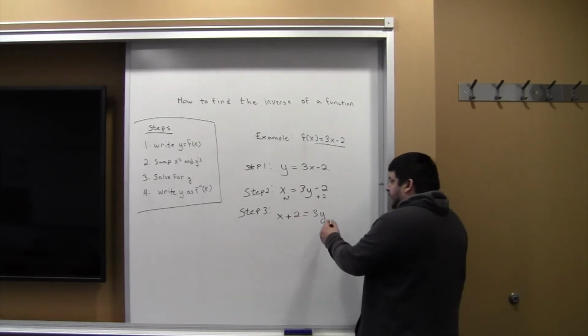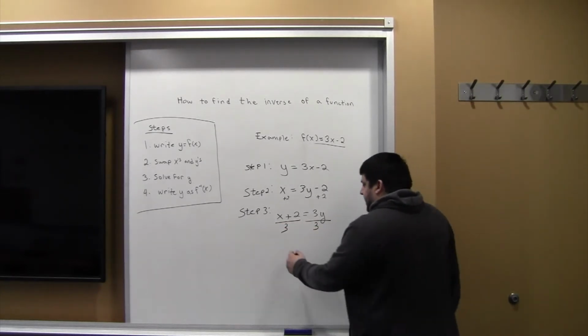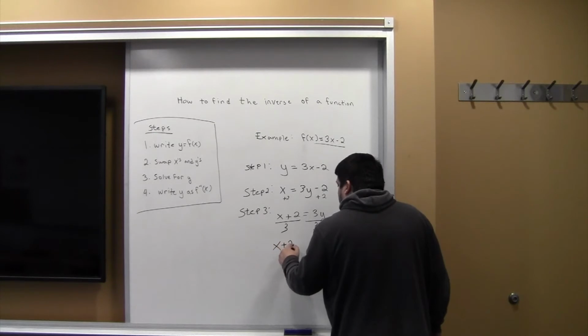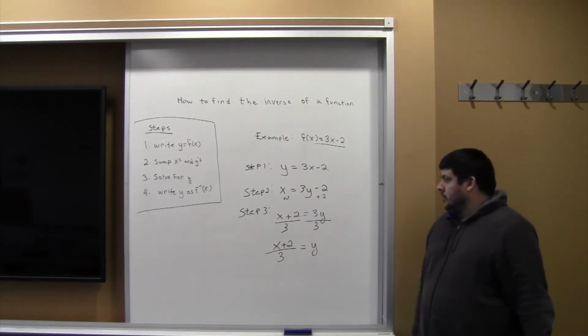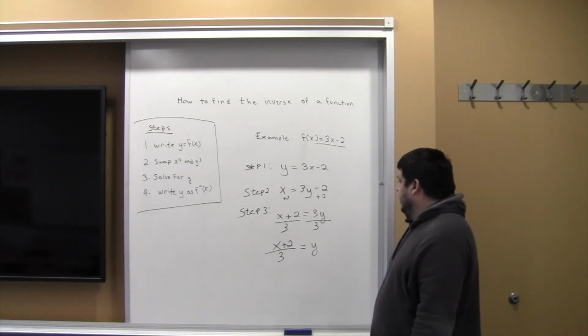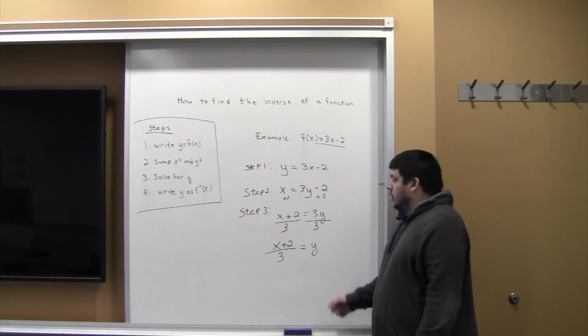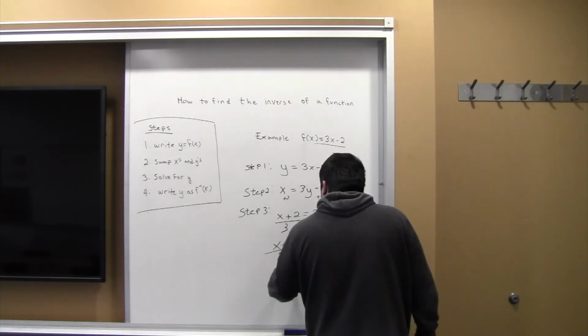And then I can divide by 3. So now I get that x plus 2 over 3 is equal to y. So now I've gotten y by itself, which was asked to be done in step 3. And finally we can do step 4, which is replace this with the F inverse notation.